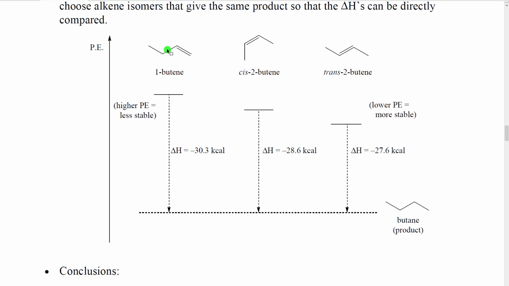It's mono-substituted. In contrast, both of the 2-butenes have a methyl group attached to one carbon of the double bond and a methyl group attached to the other carbon of the double bond. So they have a total of 2 carbon groups attached and are di-substituted. And we see that the di-substituted alkenes have a lower potential energy than the mono-substituted.